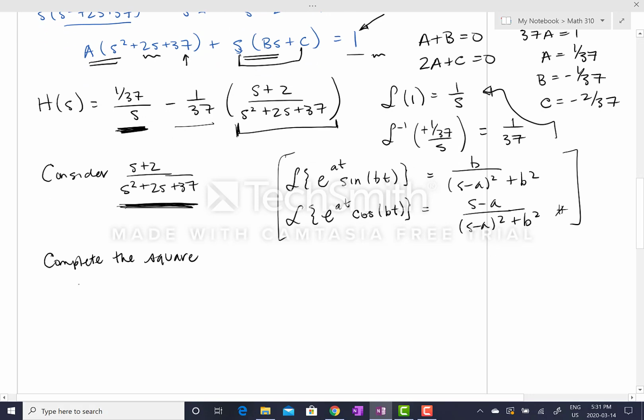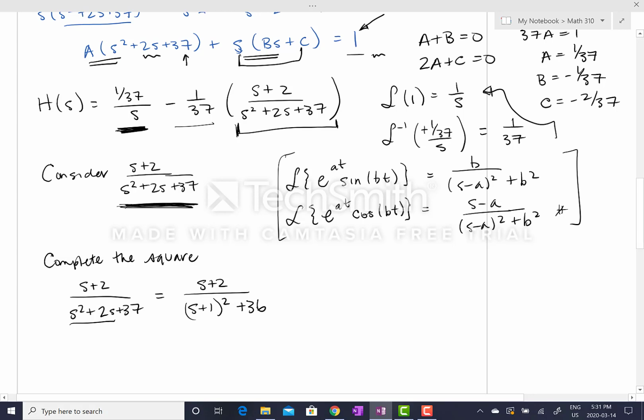Okay, that is going to be s plus 2 divided by s squared plus 2s plus 37. And I complete the square, doing nothing in the numerator. And then I'm looking here and I'm thinking, okay, that is s plus 1 squared, because then I get s squared plus 2s, but then I only get plus 1. So that is 36 short, so I'll add that there. So I complete the square.